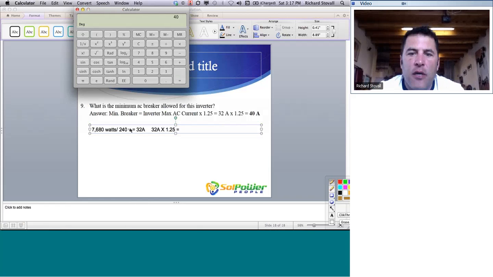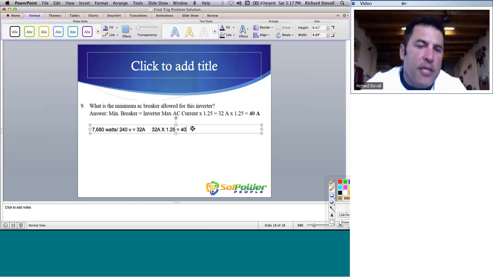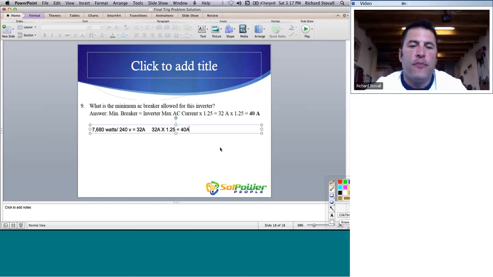32 times 1.25. Okay, well, in choosing this particular inverter and this particular system voltage, there's a lost opportunity here, because had this been something less than 40 amps, you would know that you need to size for the next standard breaker up, which would be 40 amps. So just know that had this been something a little less than 40 amps, you would need to just round up to the next standard size breaker.